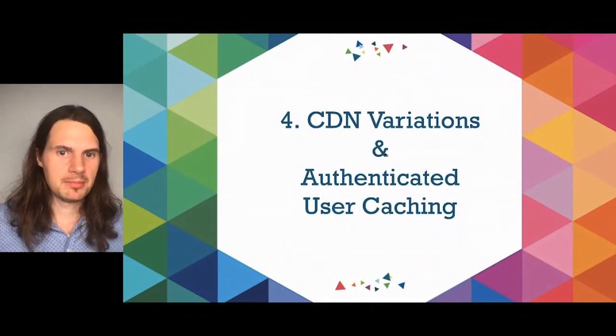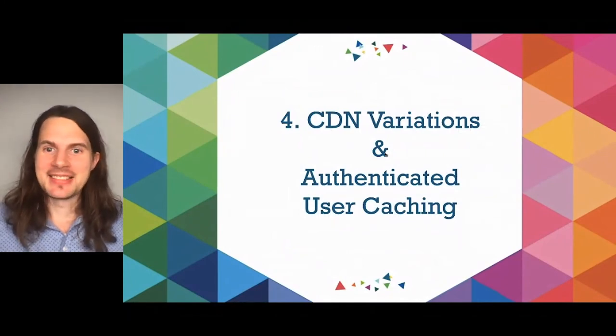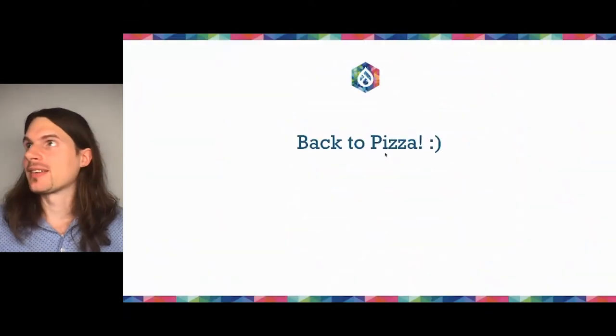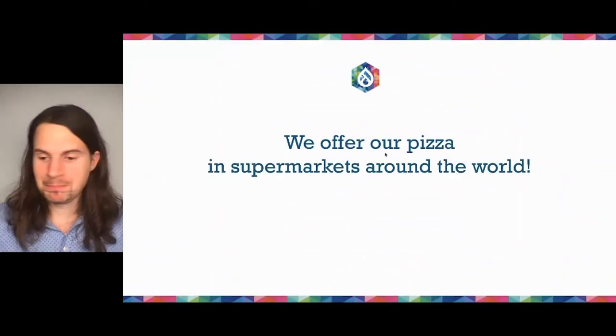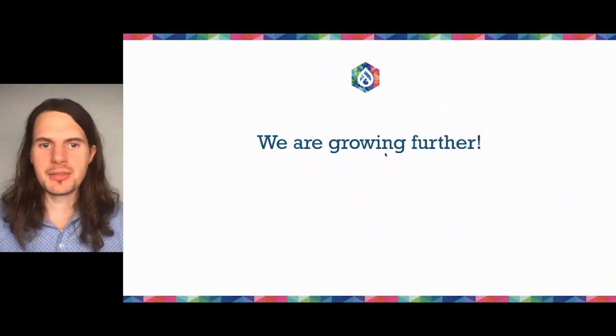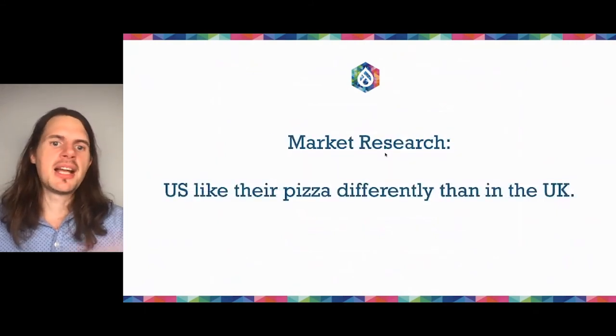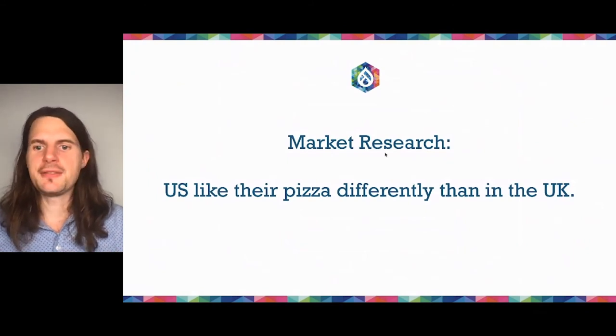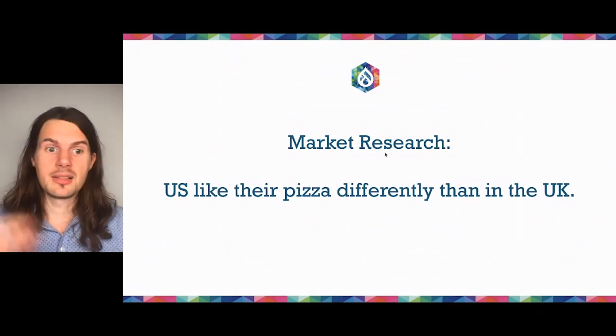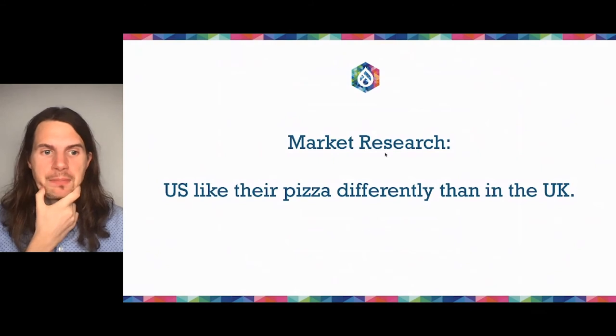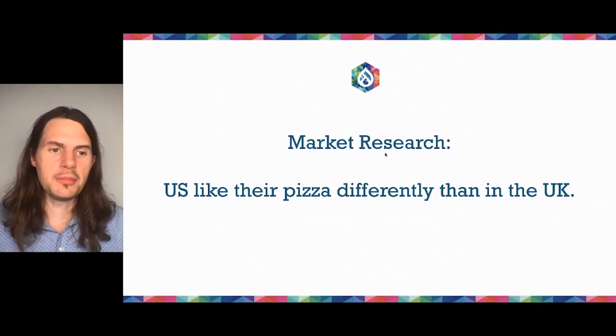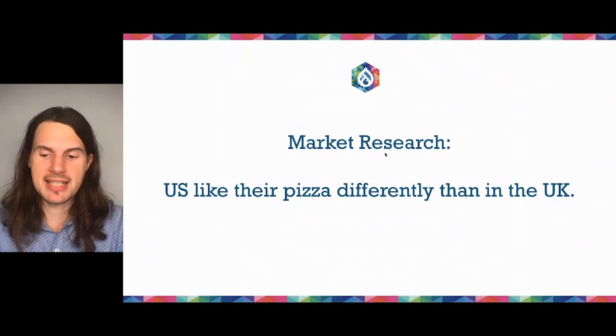Next part. Never seen before content. CDN variations and also logged-in user caching. Don't have too much time, but should be okay. Back to pizza. We offer our pizza in supermarkets around the world. We're growing further. We know from market research that the US likes the pizza differently than the UK. So we want to have a different homepage. That's exactly the question here. Front page per country, custom IP lookup. So yeah, we offer another variation of the pizza for different regions. That's exactly this use case.